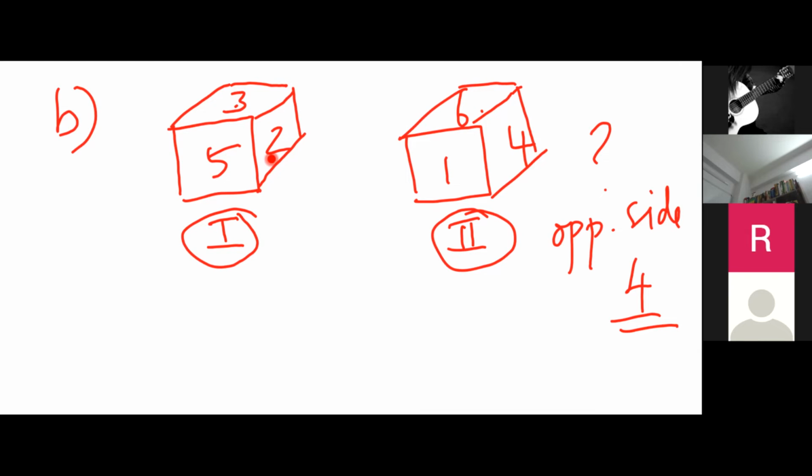Here it is 5, 2, 3. Here it is 1, 4, 6. None of the values are the same. So this relates to my first type of question, that is no similar faces. If so, I have to implement the trick that the sum of opposite sides is always equal to 7. So the question is, what is the opposite side of 4?